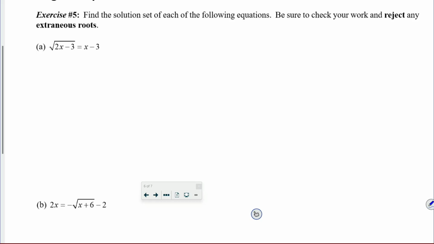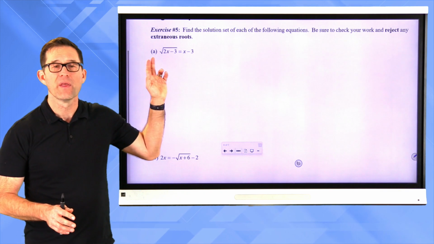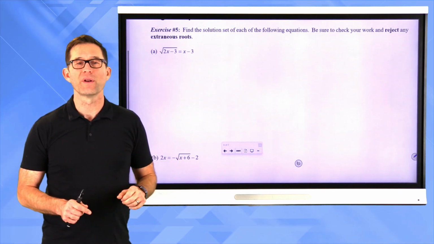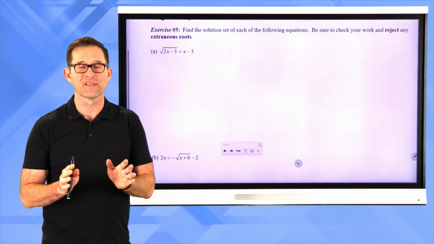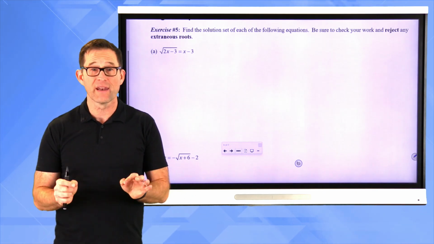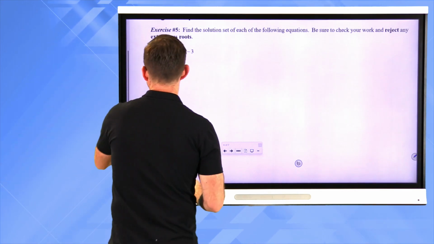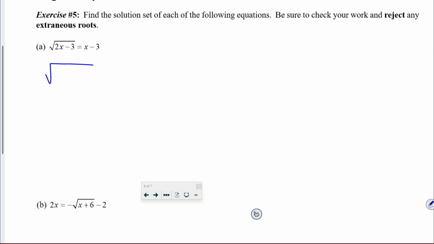Here we have the square root of 2x minus 3 is equal to x minus 3. One of the nice things about this particular problem is that our square root is already isolated. It's all by itself. And if it's not, such as in exercise B, you'll want to get it all by itself. But right now, this one's all by itself. So the first thing I'm going to do is rewrite the problem down just so that we can see it a little bit better.